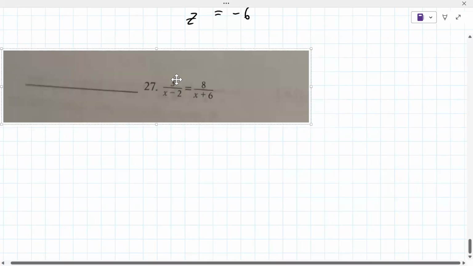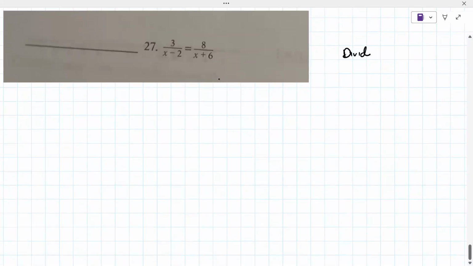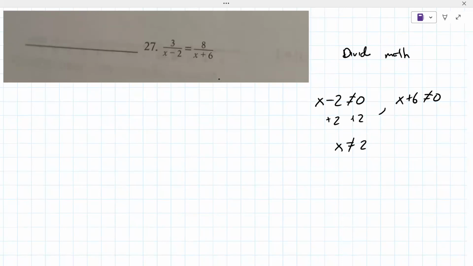All right. So 27 here. First thing in this problem is you're not allowed to divide by 0. That's like the first math commandment. Thou shalt not divide by 0. So you said x minus 2 not equal to 0, x plus 6 not equal to 0. Add 2, subtract 6. So x cannot be 2 or -6.